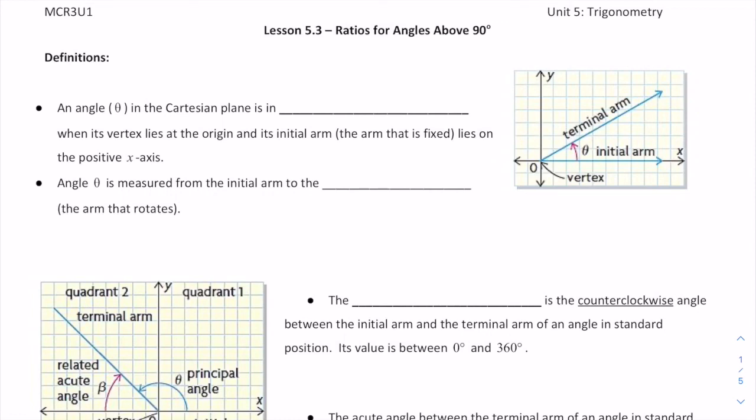For this lesson, we're going to be looking at all of the ratios we were doing yesterday, but we're going to be looking at them for angles above 90 degrees. So let's begin with some definitions.